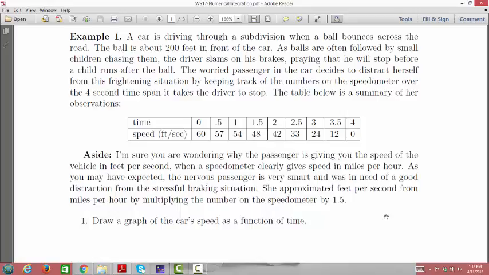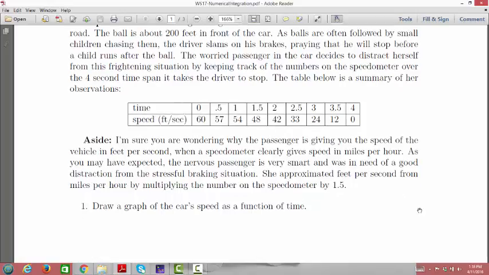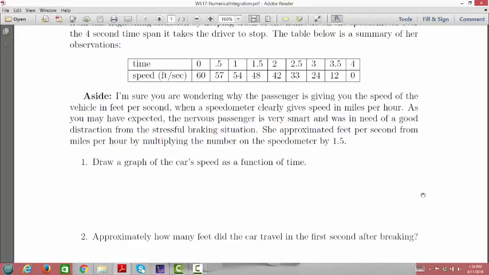Now, distance is rate times time. And we don't know. The car's speed is changing constantly. All we have is this observable information. We have no function giving us the precise speed of the car at time t. We just have these little snippets of observation that we can use. So the very first thing we'd like to do is draw a graph of the car's speed as a function of time. Now we could do that.